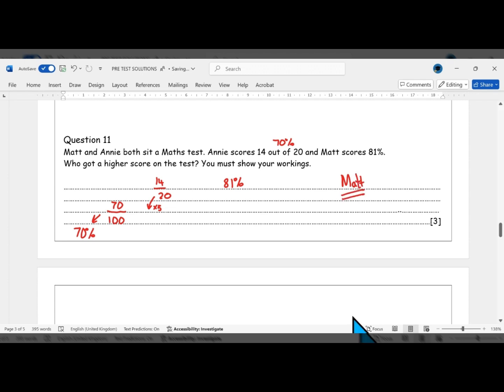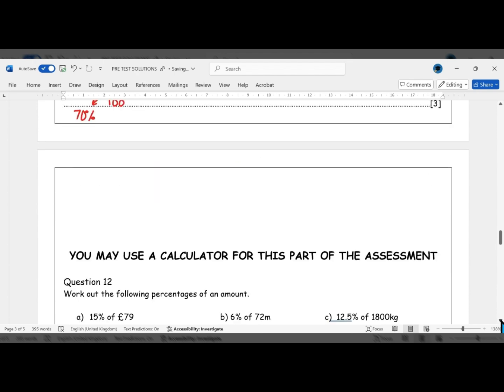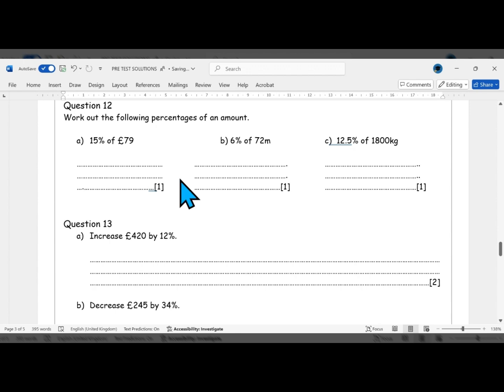Into the calculator section. If my time runs out, these are only allowed 15-minute videos here. If my time runs out, I'll do a second little mini video.